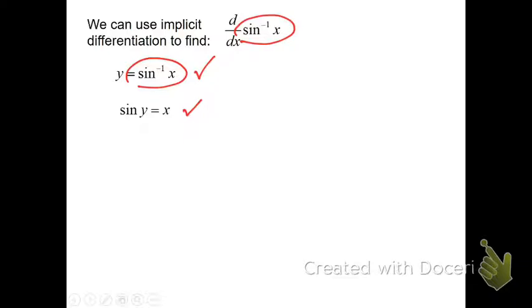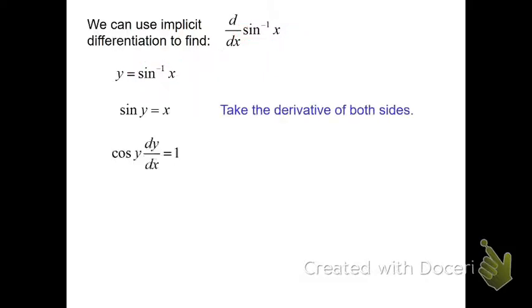The derivative of sine is going to be cosine y dy dx, and the derivative of x would be 1. Okay, now I can get the dy dx by itself, divide by cosine y, and you get this. You might think you're done, but remember our initial goal. We're trying to find a formula for this, and this guy is in terms of x. This one's in terms of y, and that's not convenient. So now we're going to do some crazy trickery.